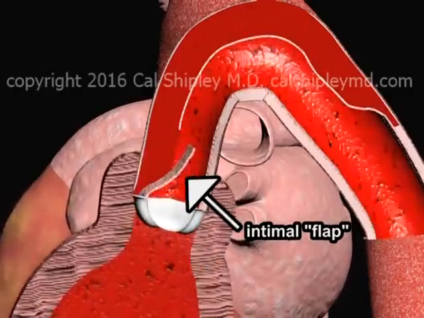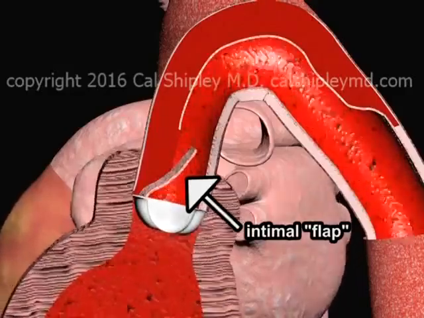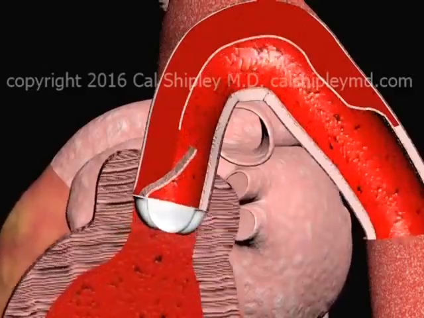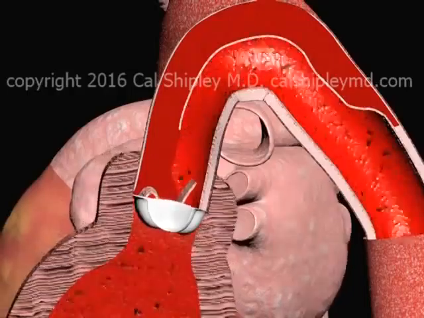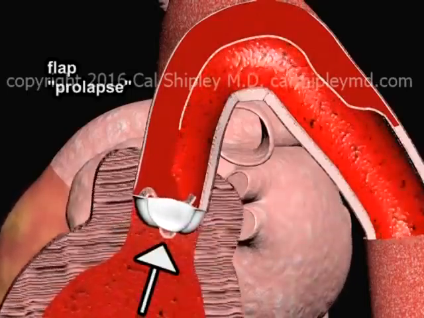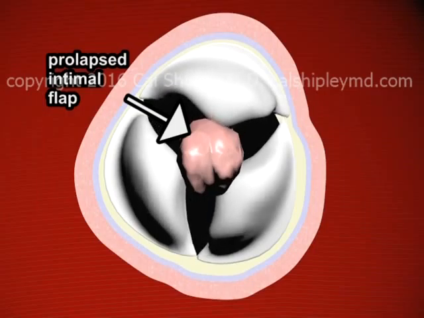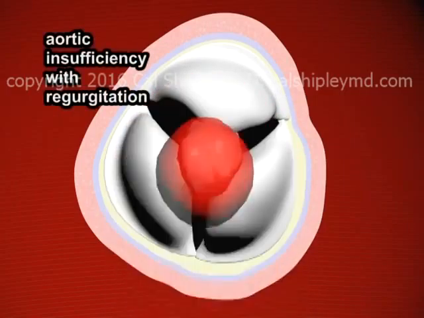If the intimal flap is located in the area of the aortic root near the aortic valve, the changing pressures generated during the contraction and expansion of the left ventricle may cause the intimal flap to become trapped between the leaflets of the valve. This process is known as prolapse of the intimal flap. The presence of the prolapsed intimal flap amongst the valve leaflets leads to loss of leaflet coaptation and aortic insufficiency with regurgitation.